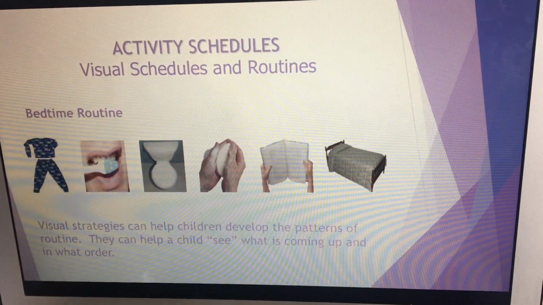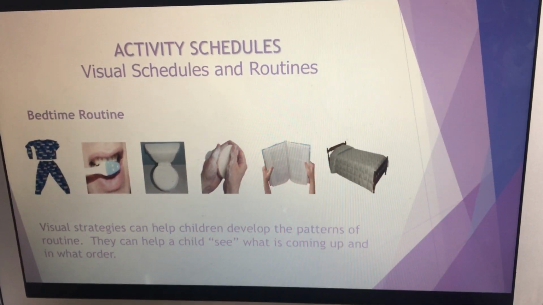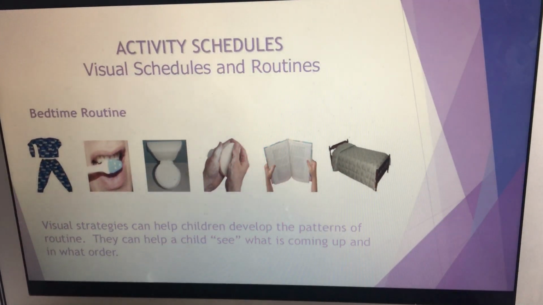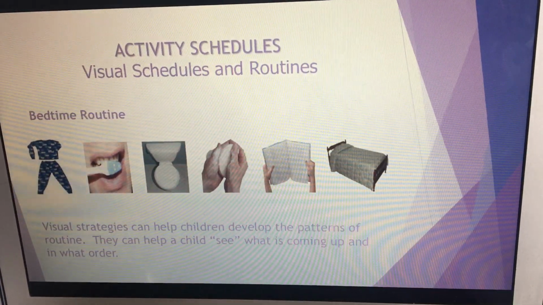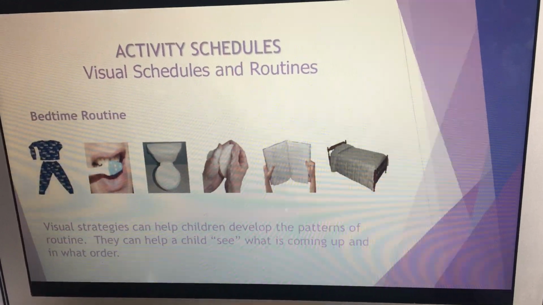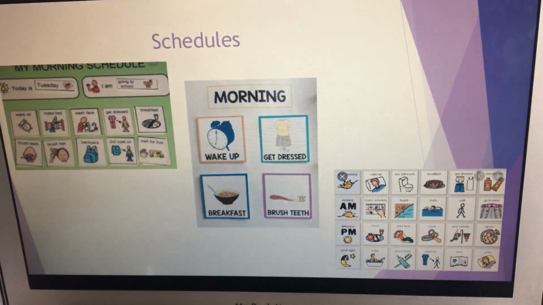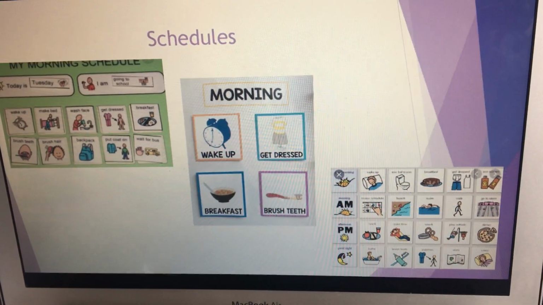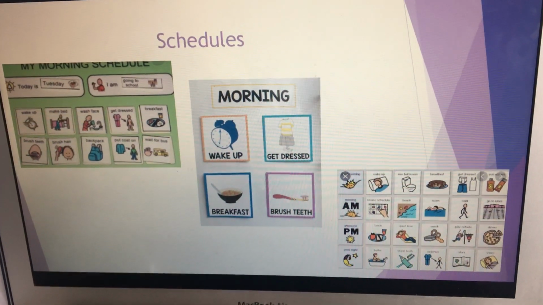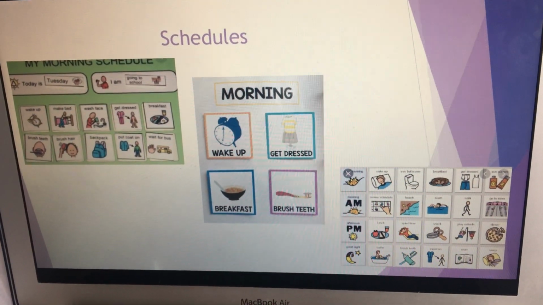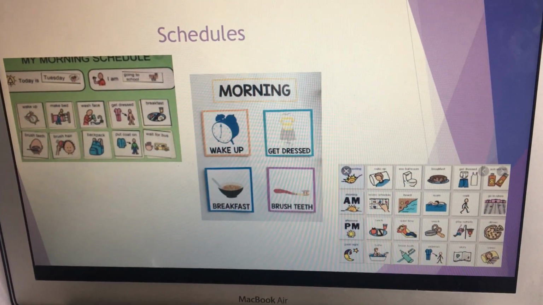So here's an example for getting ready for bed: pyjamas, teeth, bathroom, wash hands, read a book, then bedtime. They help the child to see what is coming up and in what order they should do it. Here's a few other examples. It doesn't matter what kind of pictures you use, whether it's photographs, computer images, and sometimes even just the objects, as long as your child understands why you're using them.